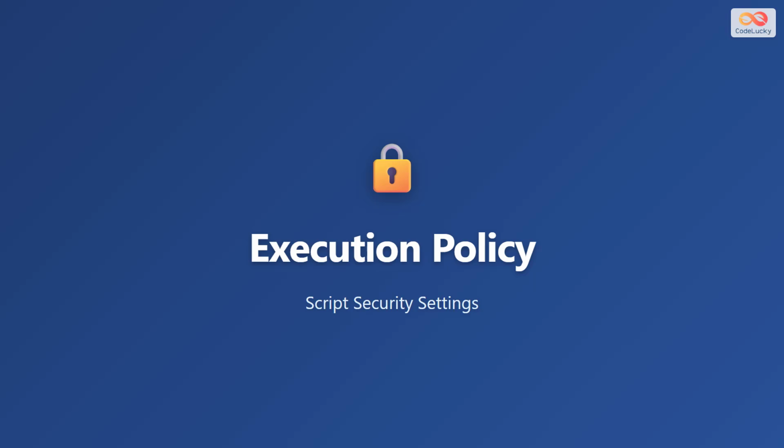Welcome to this tutorial on PowerShell Execution Policy. Execution Policy is one of the fundamental security features in PowerShell that helps protect your system from potentially harmful scripts. Think of it as a gatekeeper that decides which scripts are allowed to run on your machine. Understanding execution policies is essential for anyone working with PowerShell, whether you're writing your own scripts or running scripts created by others. In this video, we'll explore what execution policies are, the different policy levels available, and how to configure them safely on your system.